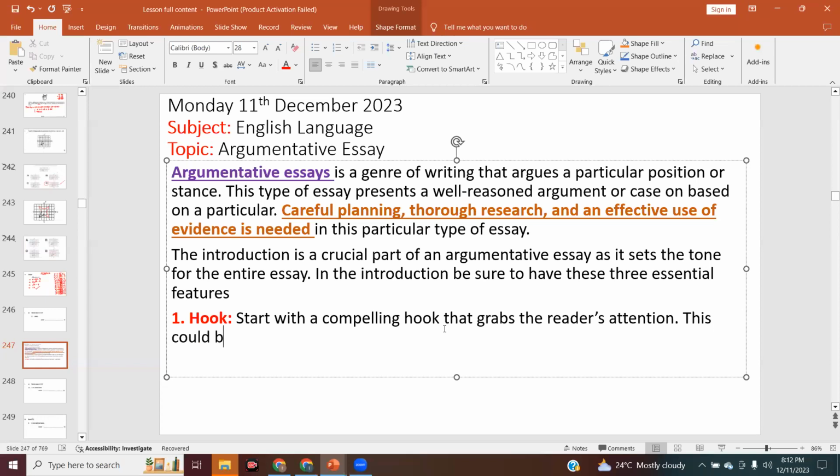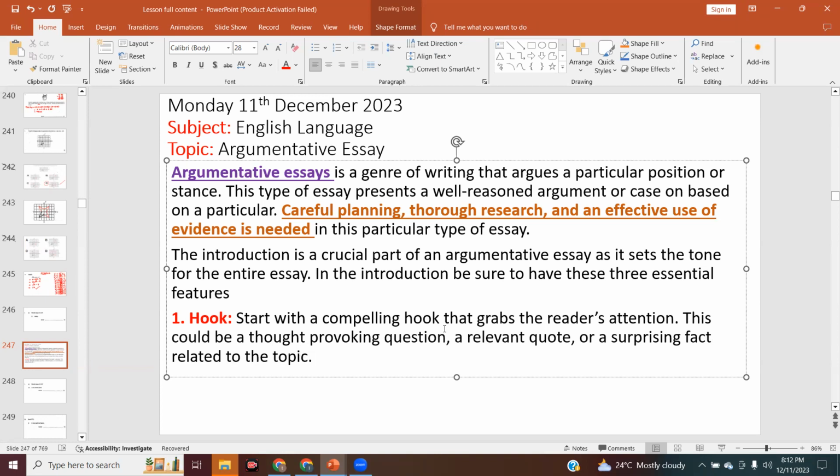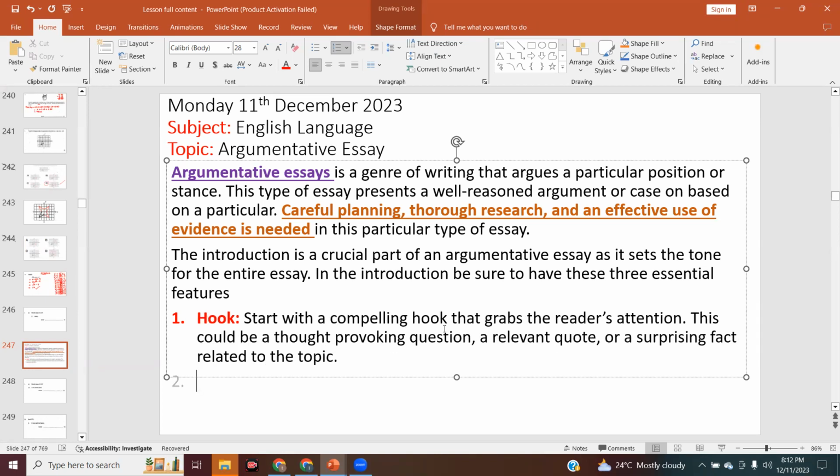This could be a thought-provoking question, a relevant quote, or a surprising fact related to the topic. Okay, that's what we mean by a hook. So you start off with a hook. So basically starting off in an interesting way. Okay, that's what you do in your introduction.